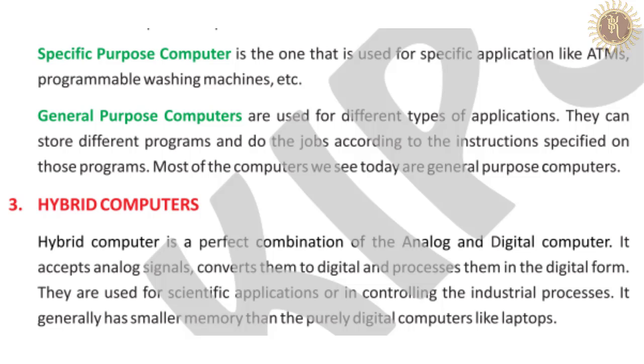3. Hybrid computers. A hybrid computer is a mixture of the analog and digital computer. It accepts analog signals, converts them to digital, and processes them in the digital form. They are used for medical applications or in controlling industrial processes. It generally has smaller memory than purely digital computers like a desktop computer.